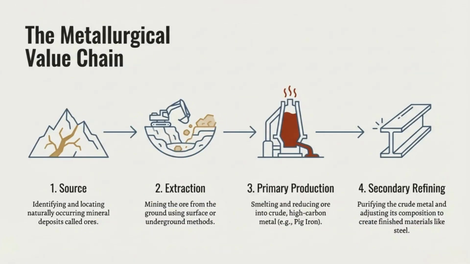The journey from a rock in the ground to a finished product follows a specific value chain. It starts with mining, where we extract the ore. Then comes refining and smelting, where we use heat and chemicals to separate the pure metal from the waste. Next is alloying, where we mix metals to improve their properties. Finally, the metal is formed into bars, sheets, or beams, ready for the workshop. Every step adds value and changes the metal's properties.